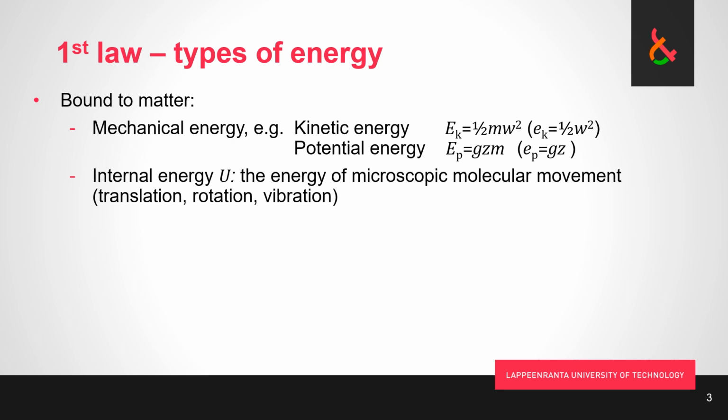We have different types of energy. So we have the type of energy that is bound to matter. We have mechanical energy. We're familiar from high school physics that we've got kinetic energy, potential energy. The mass flow coming in has both, and the mass flow going out has also both. Then we've got internal energy, so that means the energy of the microscopic movement of the atoms or the molecules in the matter that is going in or out. So translation, rotation, vibration, they have microscopic kinetic energy. You can think of it that way.